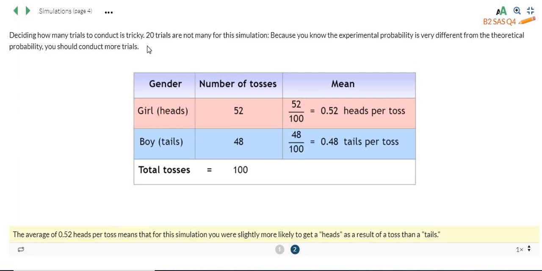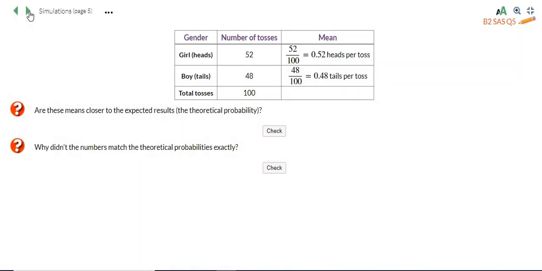Okay, so now I'm moving to number 5. And it says, are these means closer to the expected results, the theoretical probability? So are these closer to my theoretical than they were when I just had 20 tries? When I had 20, I'm pretty sure it was 20 and 60.